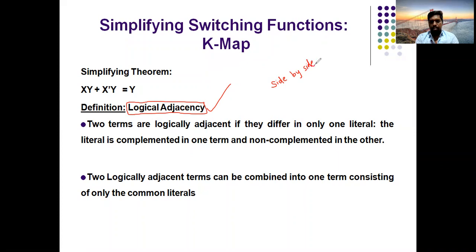The K-map should satisfy the adjacency property, which means that the cells or the numbers or the terms present in the K-map should lie side by side. So based upon this logical adjacency, the K-map starts working. Just to remember, this is the basic principle we are going to use in the K-map.